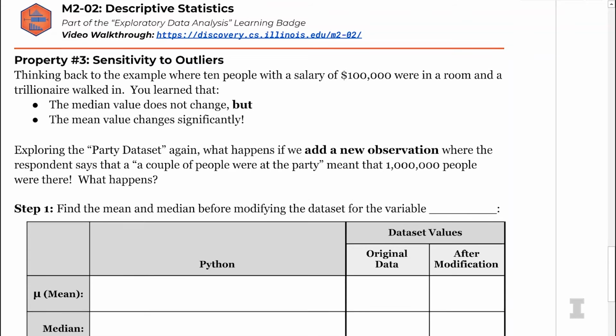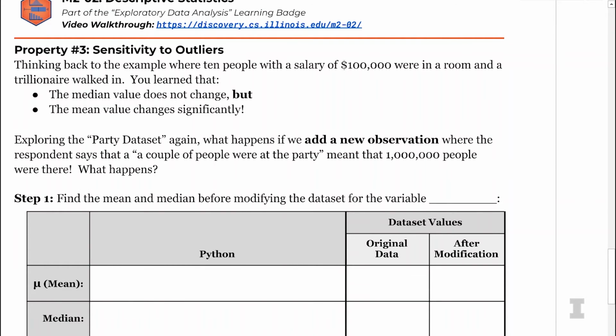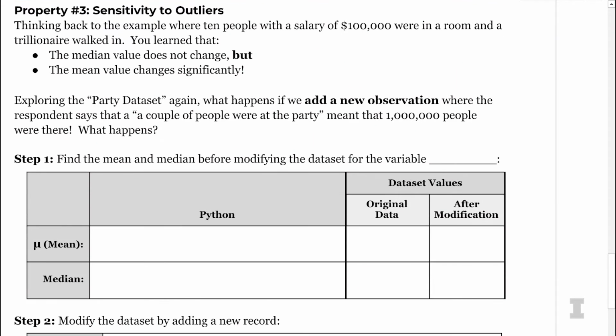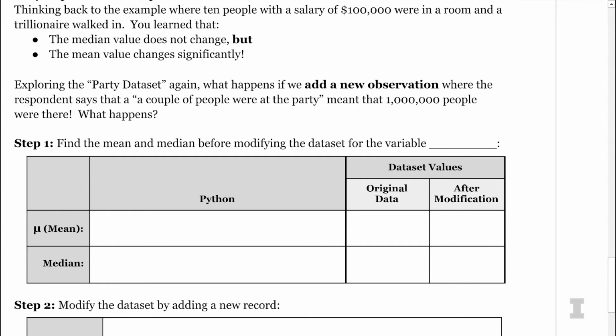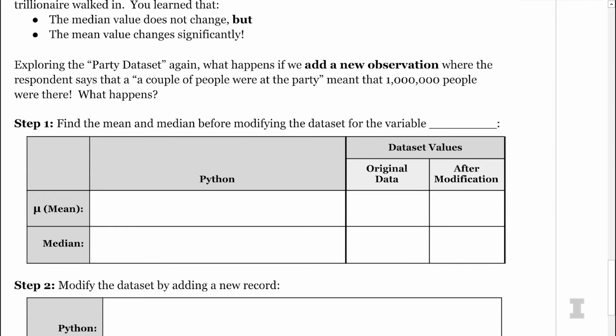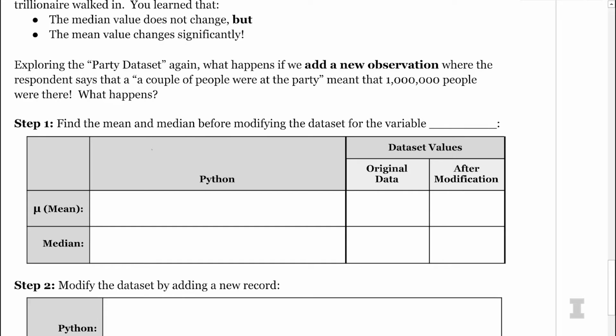outliers. So we want to discover if we change the data and then find the new mean and median by simply adding a new record to our data set, how does that change things? That's a good question because now we're actually just manipulating one number. We're adding it instead of changing all of the numbers. So find the mean and median before, which variable do we want to use?